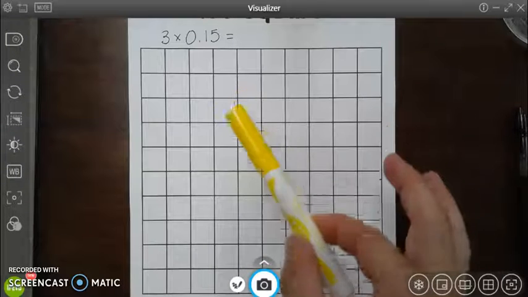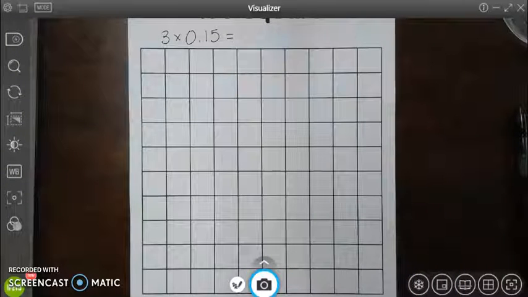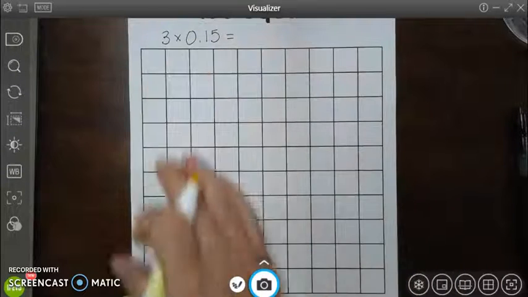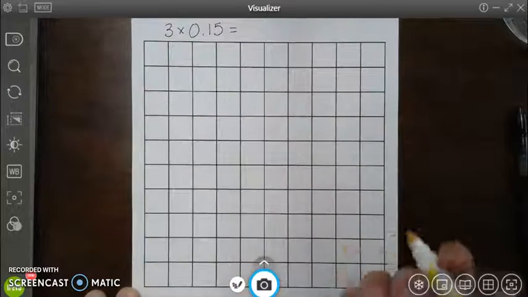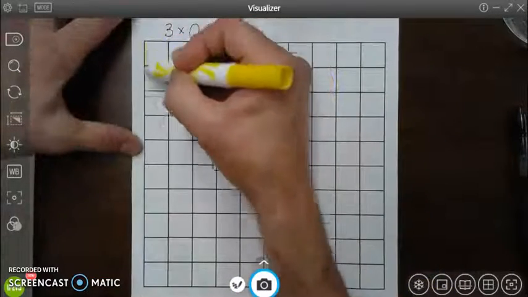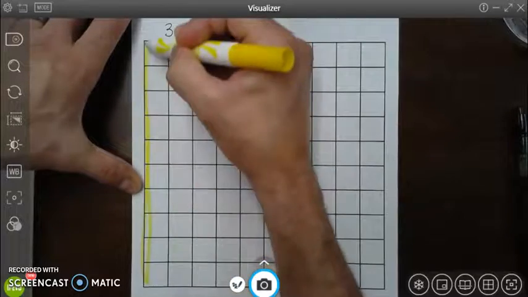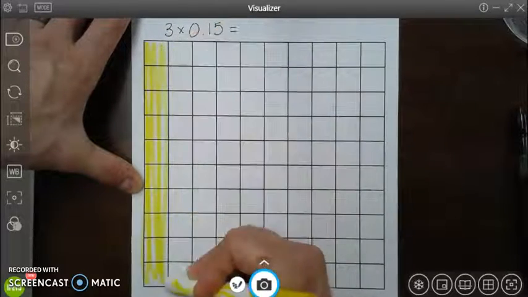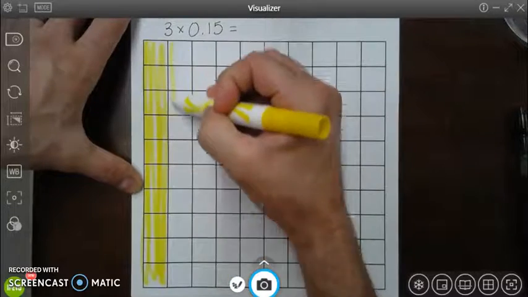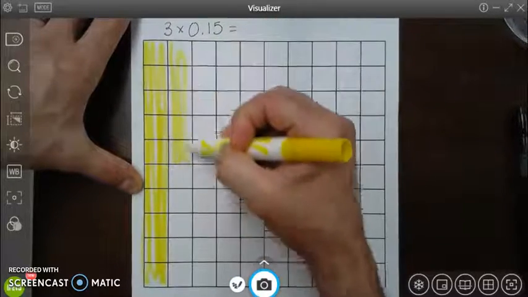I can take a marker and shade in 15 hundredths. This grid is 10 by 10, so there's 100 squares on here. Each one is a hundredth. So what happens if I do 3 of those 15 hundredths? Here's 10 and another 5.